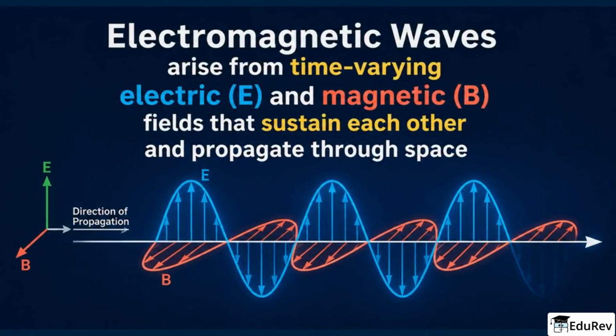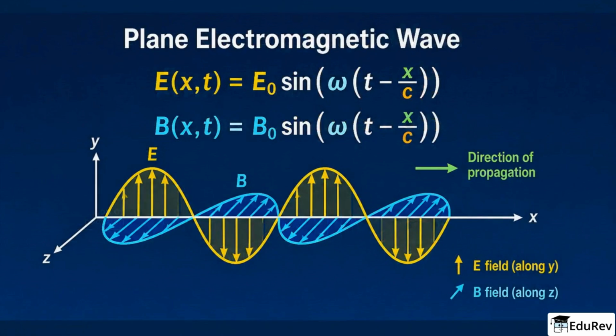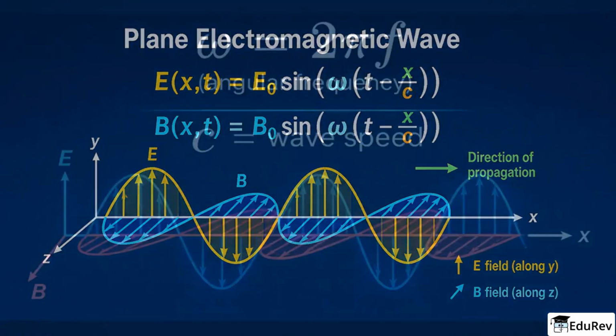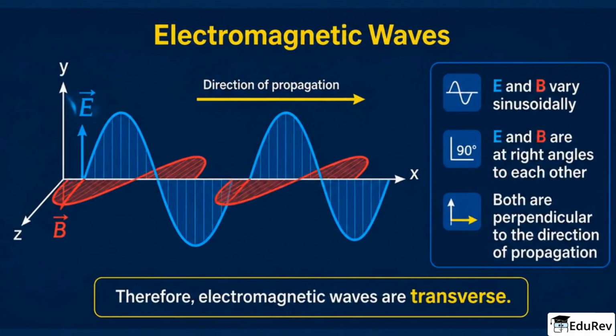Now, electromagnetic waves come from time-varying electric and magnetic fields that sustain each other and move through space. A simple plane wave can be written as E equals E naught sine of omega times the quantity t minus x divided by c, and B equals B naught sine of the same phase. Here omega equals 2 pi times the frequency and c is the wave speed. Key point: E and B change sinusoidally, are at right angles to each other, and are both perpendicular to the direction the wave travels. So these waves are transverse.